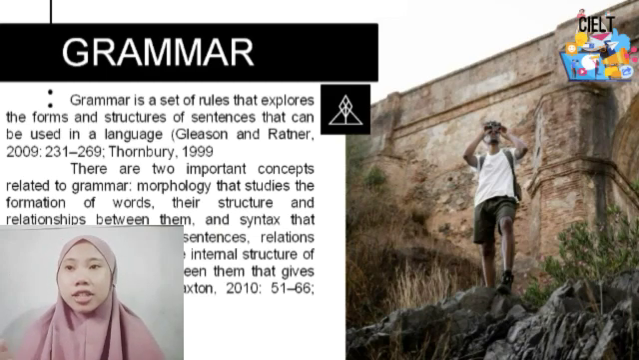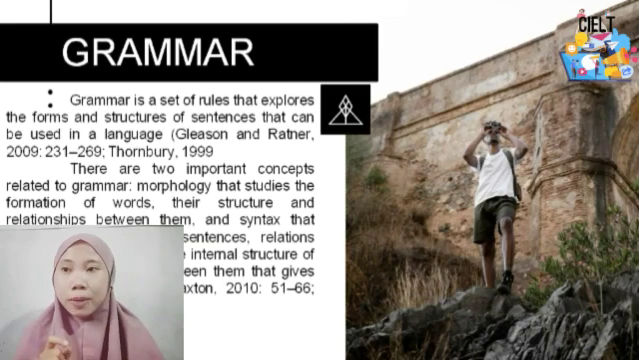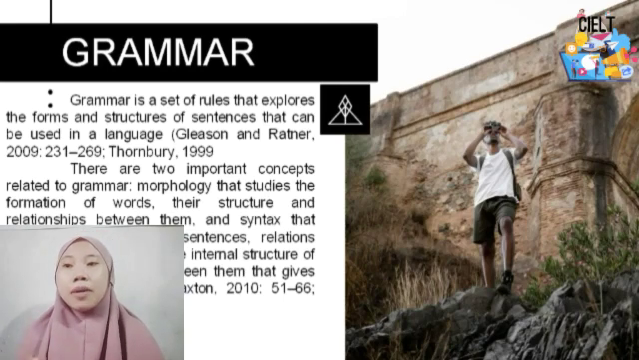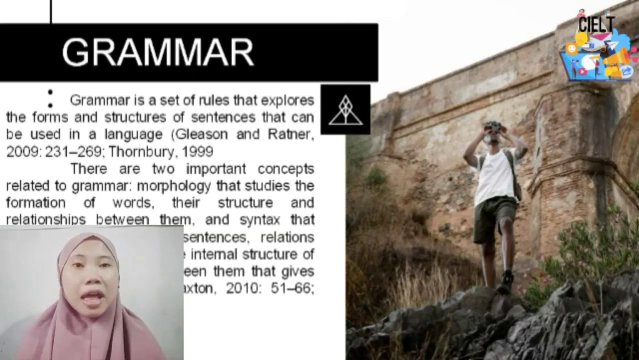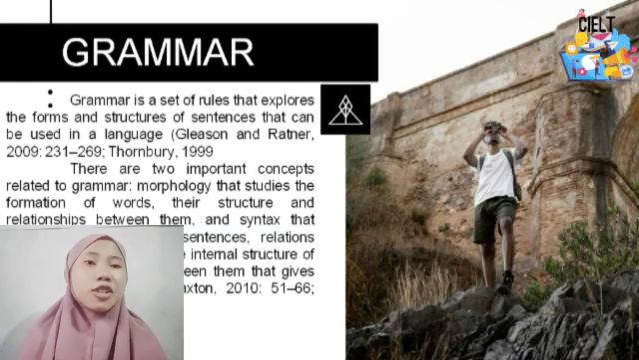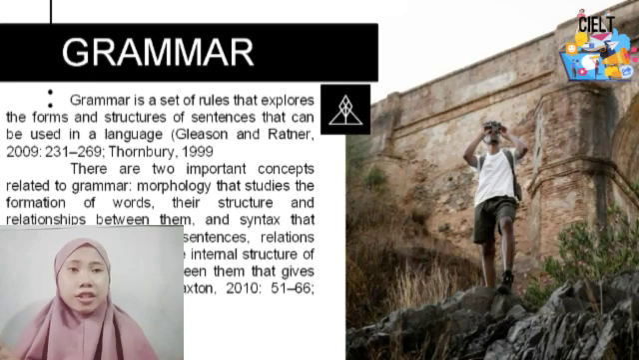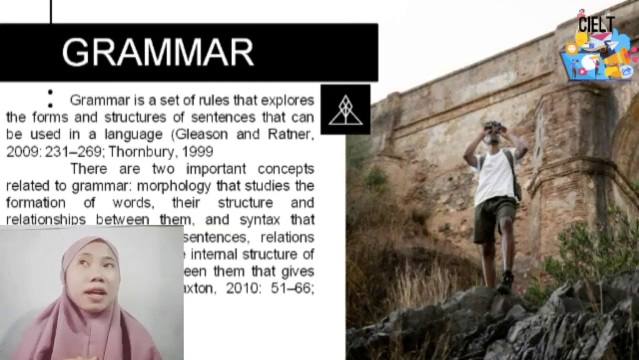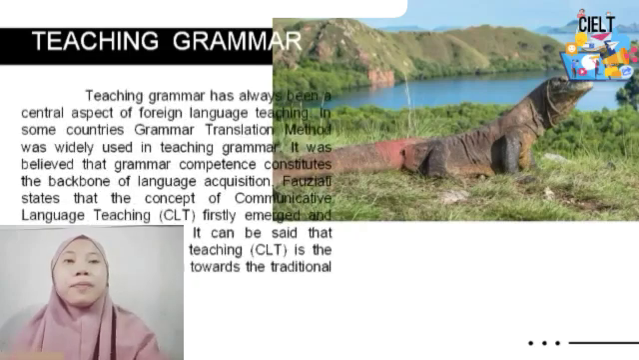Grammar is a set of rules exploring the form or structure of sentences that can be used in a language. There are two important concepts related to grammar: morphology, which studies the formation of words and their structure and relationships, and syntax, which studies the structure of sentences and the relationships between sentence units. So there are many kinds of grammar, not only tenses or gerunds, and its complexity is large.